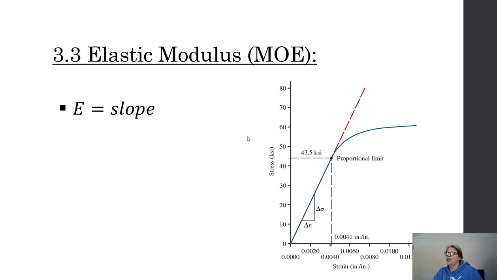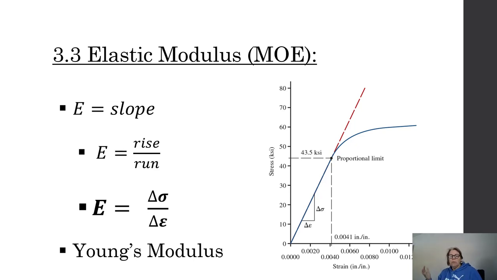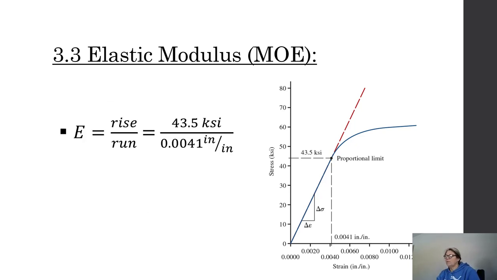I can draw over from the stress, draw down and pick out that strain, divide the stress by strain, and voila, as long as I'm in the elastic region. So when I tell you what the modulus of elasticity is, remember that's the slope of the line in the elastic region. It's change in stress over change in strain. It's called Young's modulus. You might see it as Young's modulus, MOE, modulus of elasticity, elastic modulus. They are all the same words for the same concept. It's the slope of the line.